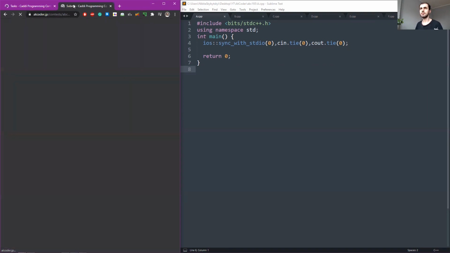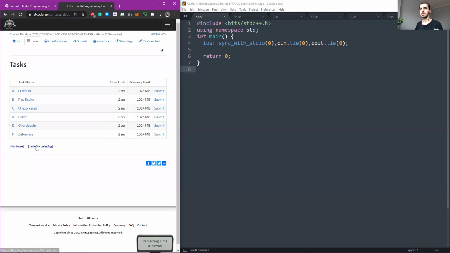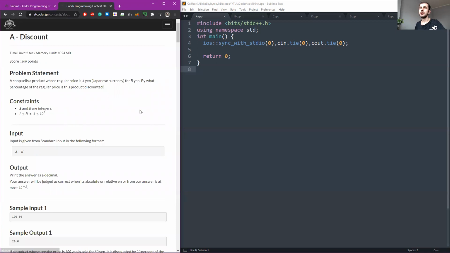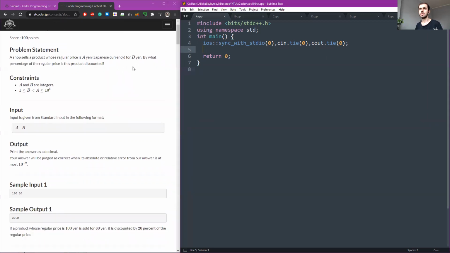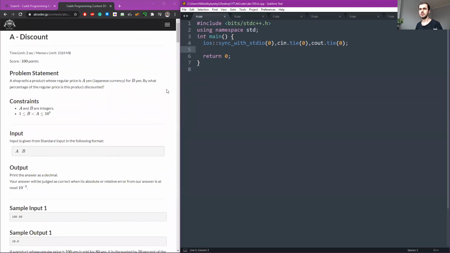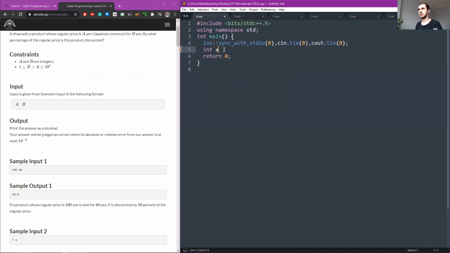Submit tab immediately. And tasks for printing. Okay, a shop sells a product whose regular price is A for, what do you mean A for B? Oh, okay. So A is the regular price, B is the discounted price.